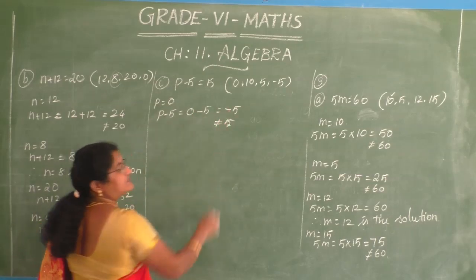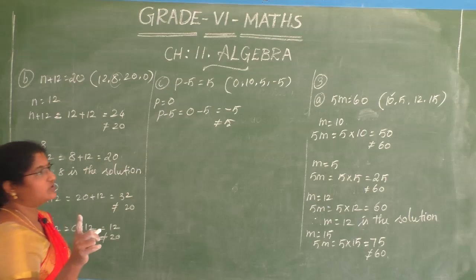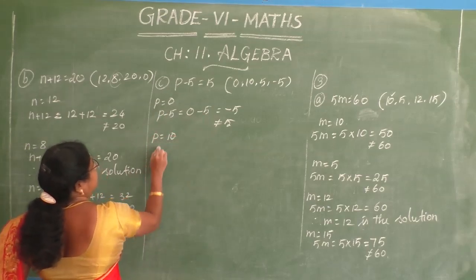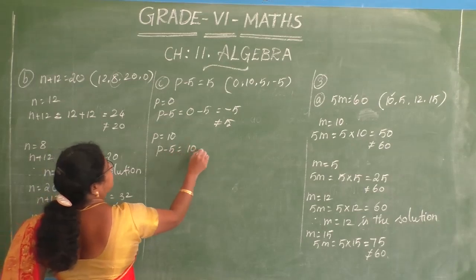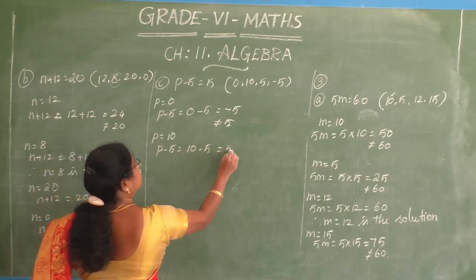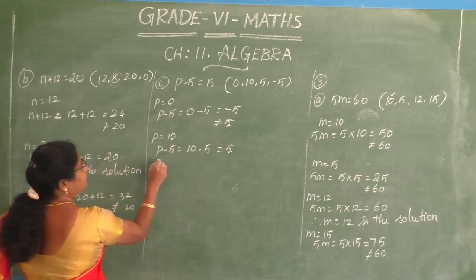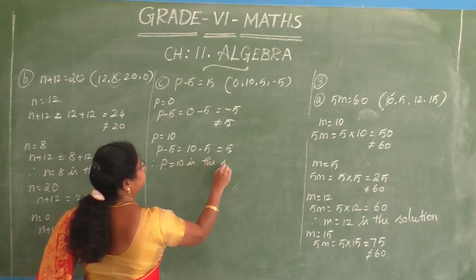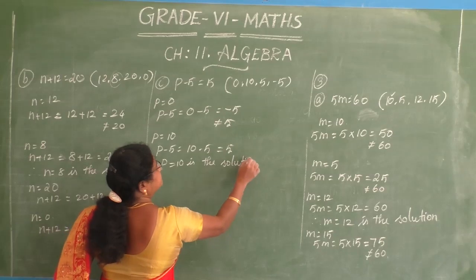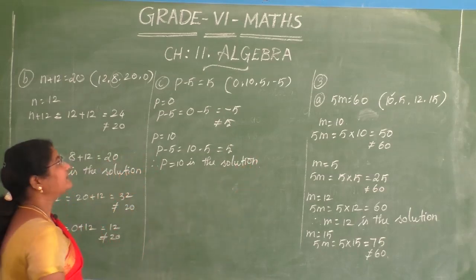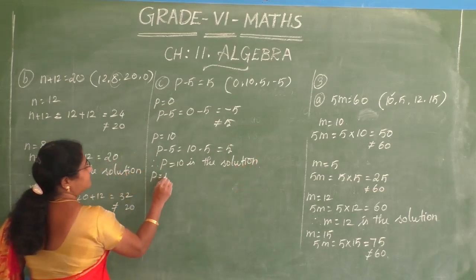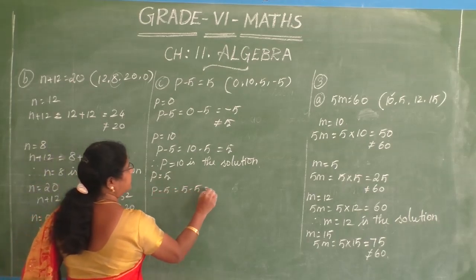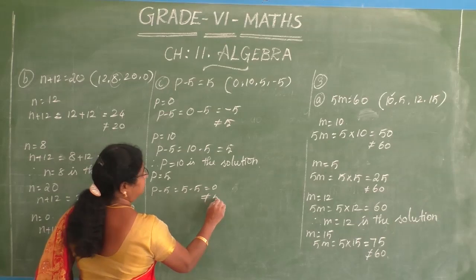This is minus, this is plus. So it is not a solution. Next we will go to 10. P equal to 10. P minus 5 equal to 10 minus 5, which is equal to 5. Equal. Therefore, P equal to 10 is a solution. Understand? Next, P equal to 5. P minus 5 equal to 5 minus 5 equal to 0. This is not equal to 5.